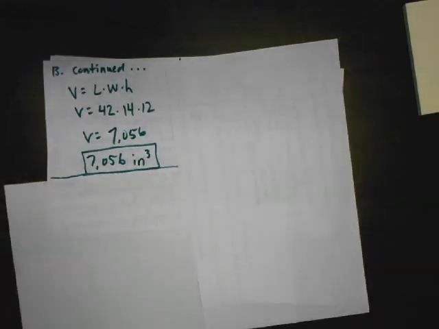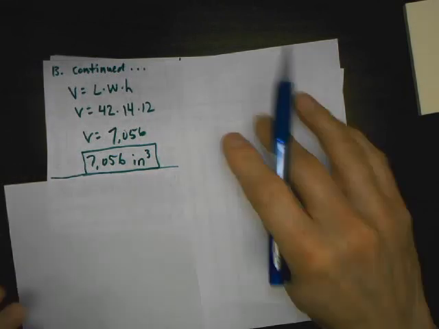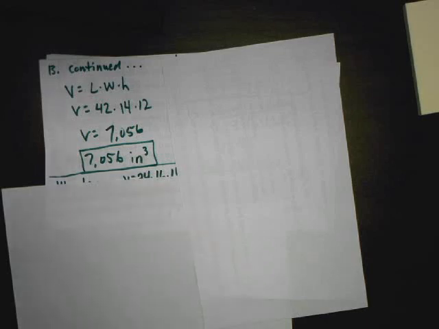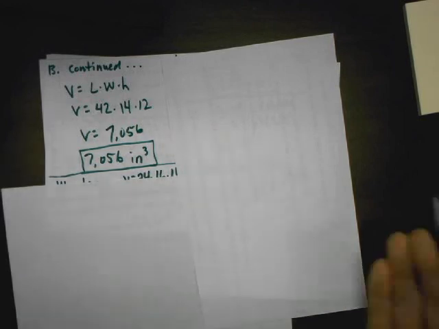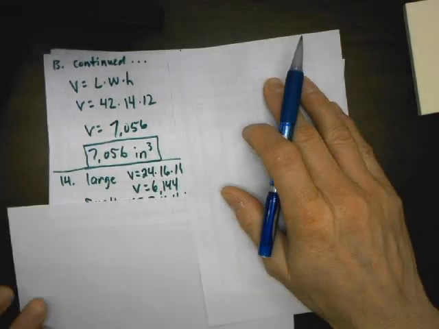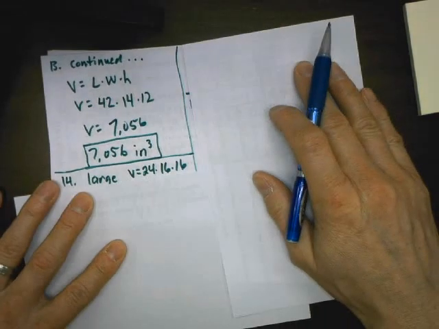Okay, so 14, it says a large box has a height of 24 inches, a width of 16, and a length of 16. Then they give us the dimensions for a smaller box. They ask us how many smaller boxes can go into the large box. We got to find the volume for the large box first. So I just take those dimensions and I multiply all those in my calculator. I do the same thing for the small one. I multiply the dimensions they give me for the small box. And then I just take those two numbers and divide them.